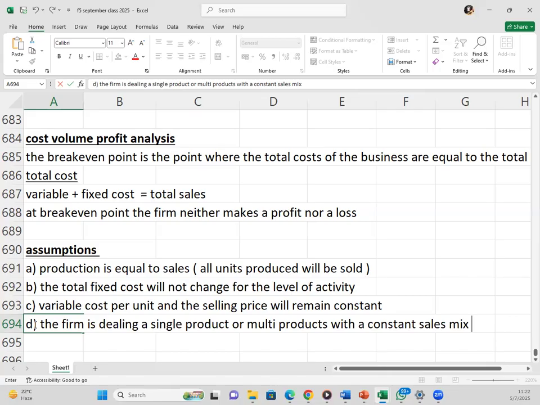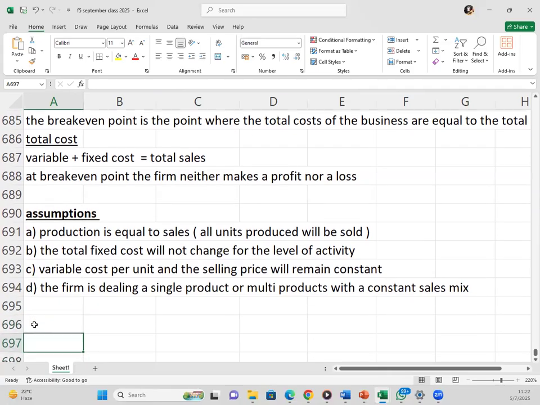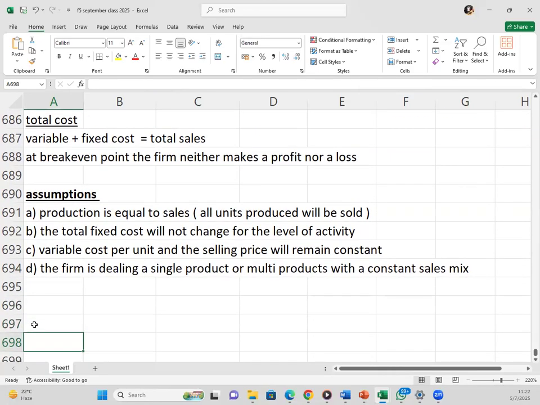Or if you are selling extra spare wheels, you can say for every car you're selling, you are also giving them 2 spare wheels. So there is a certain ratio in which you are selling your products. That sales ratio must not change. If we are to calculate the break-even point, there must be one product, or it could be multi-products, but they should use the same sales mix ratio. Let's move on.